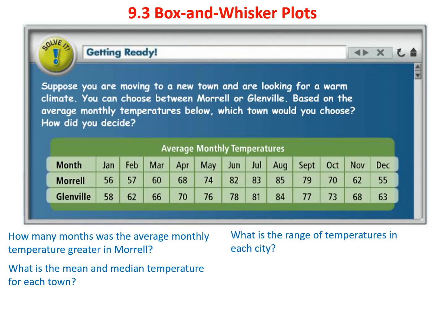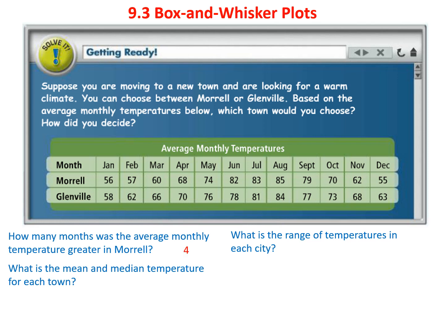Let's start with a little problem just to give you a sample again of how we use data in real life. Suppose you're getting ready to move to a new area of town and you're looking for a warm climate. Where you're working, you can choose between two towns, the town of Morel and the town of Glenville. We're looking at the average temperatures below and we're going to use them to decide which town we want to live in. First of all, since we're looking for a warmer climate, in how many months was the average monthly temperature greater in Morel than in Glenville?